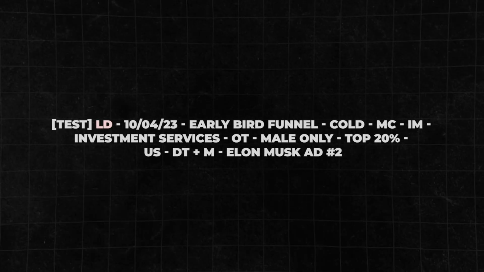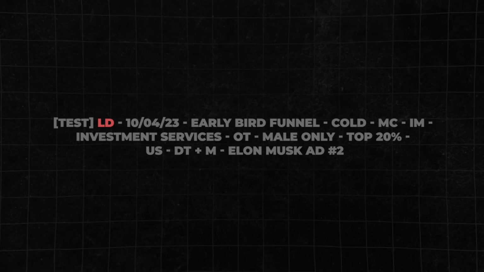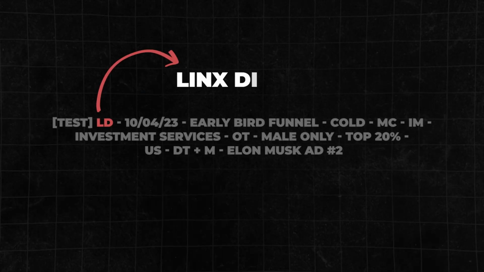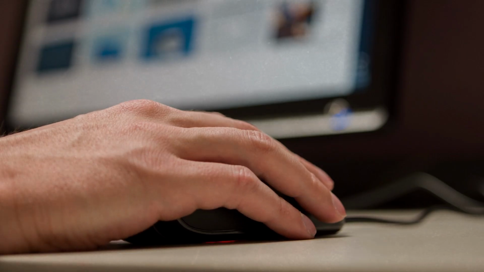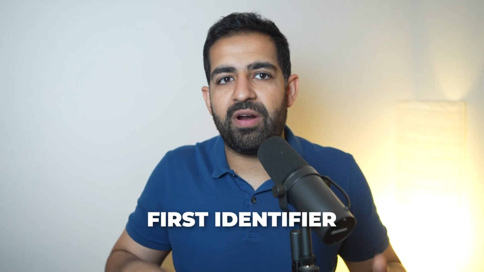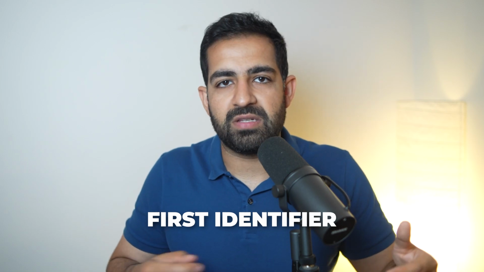So let's start off with LD. This is the first identifier that we use to indicate that these campaigns belong to us. So LD represents Links Digital. If you are somebody that's working on a lot of accounts, or you're sharing ad accounts with other media buyers or other people, you could use the first identifier to label your own campaigns. So you could say something like LD like we do, or like Neil, as I often do.